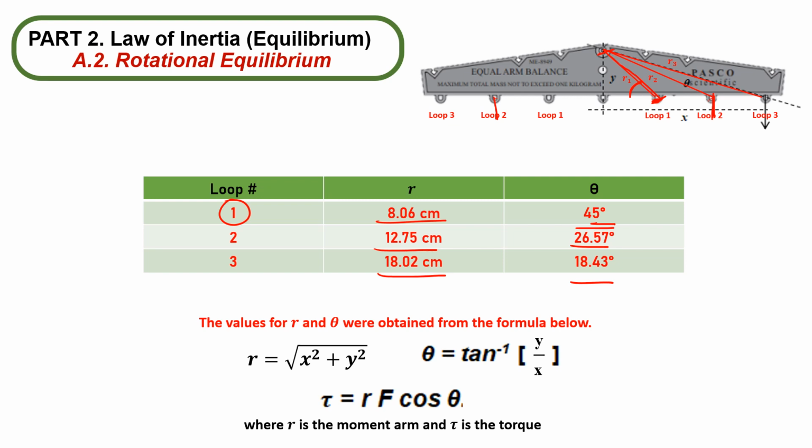So we need to identify the position of the hanging mass and also the position of the applied force. Whatever the position of the hanging mass and the applied force, we need to identify the loop number, and then whatever that loop number is, we just have to copy the value of r and theta based on the given loop number.